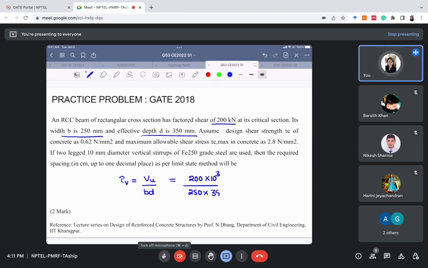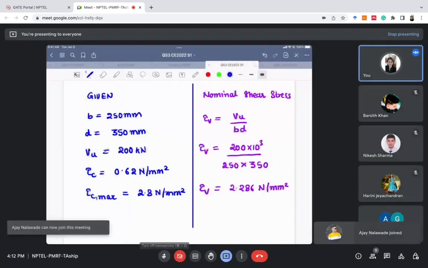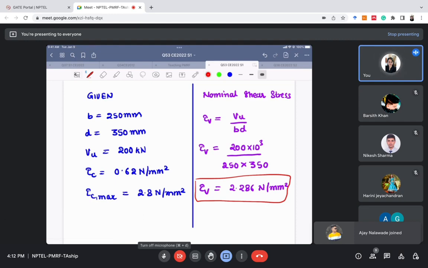So in RCC, we just have to study the codal guidelines. We should study the codal guidelines because any question can come out of those guidelines. So you just, 2.28. Let me check the answer. Yeah, very good. The answer is correct. The answer of tau v is coming out to be 2.286 Newton per mm squared.